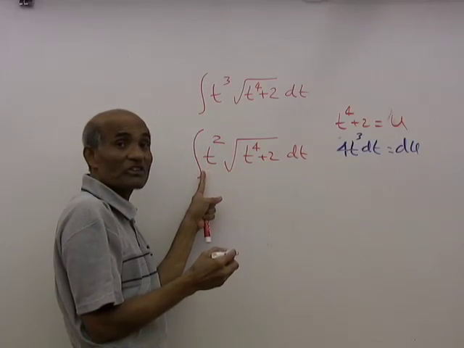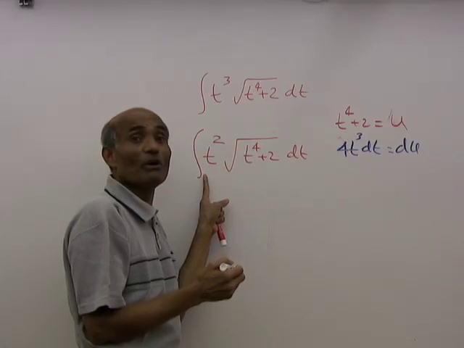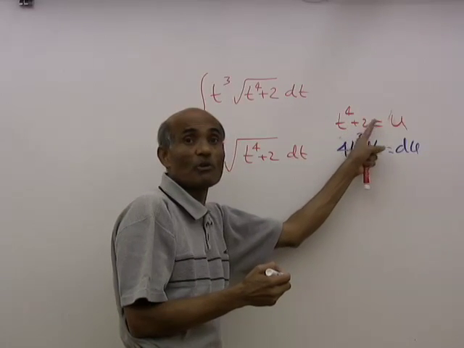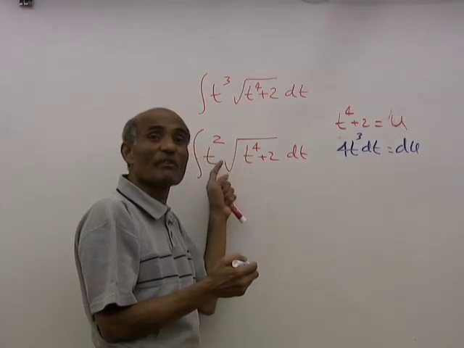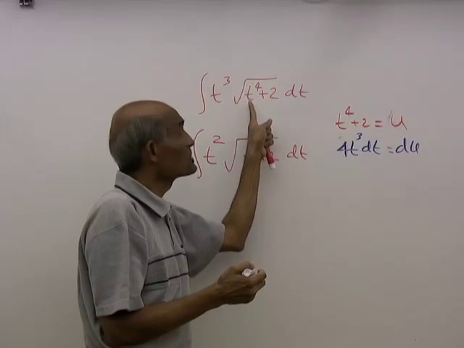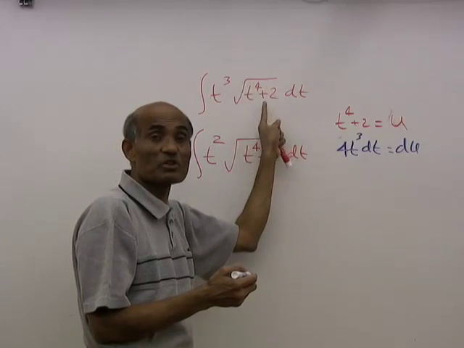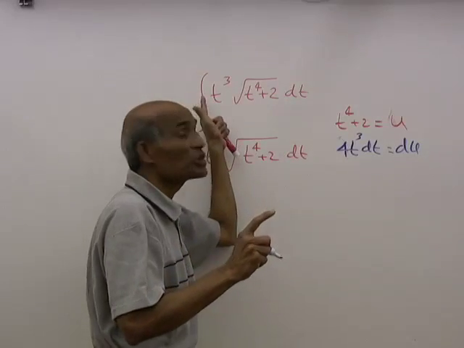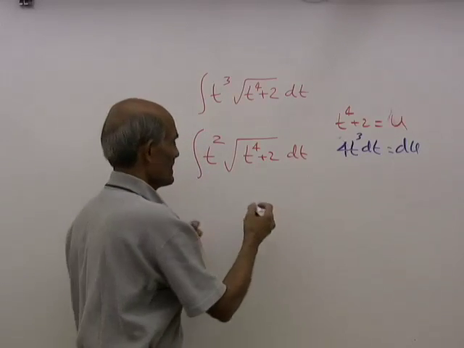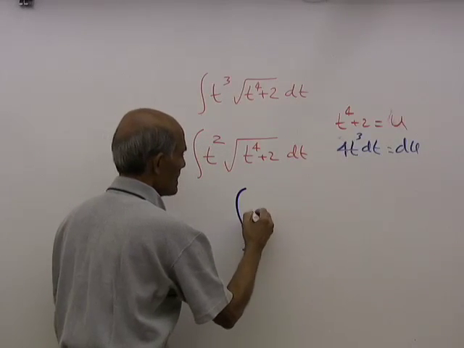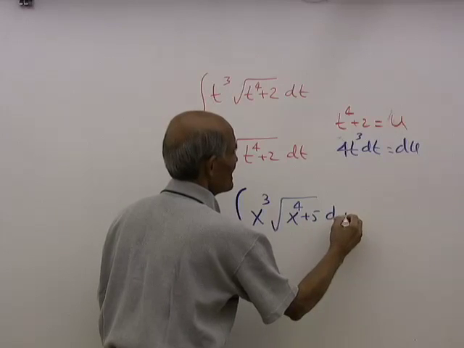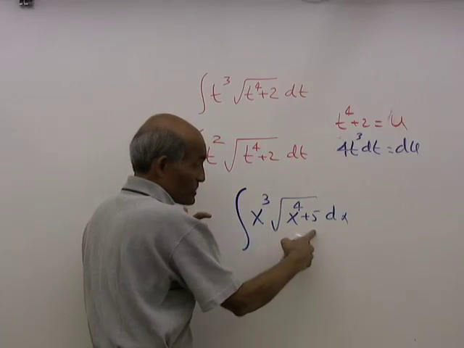Now, is it possible to do this integration? No, why not? Because when you substitute t to the power of 4 plus 2 equal to u, the differential of that will not yield a t squared. So, when you have t to the power of 4 plus 2 inside the square root, you need a t cubed outside in order that it is a differentiable form. In other words, integral x cubed square root of x to the power of 4 plus a constant, it doesn't matter what value that constant is. This can be integrated.